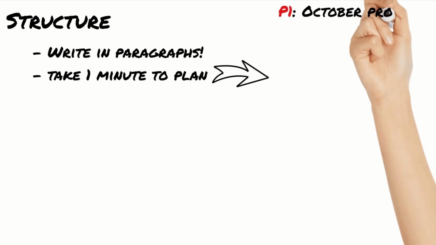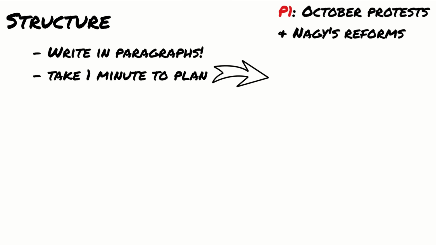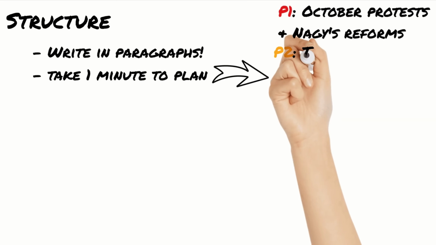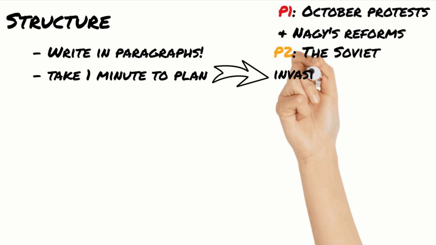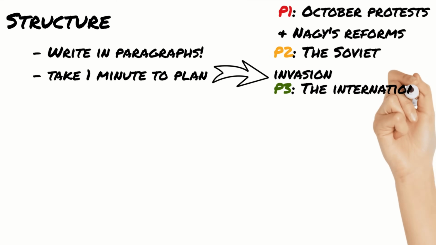So here's an example. My plan looks like this. Paragraph 1 is going to be about the October protests and Nagy's reforms. Paragraph 2 will be about the Soviet invasion, and paragraph 3 will be about the international response.